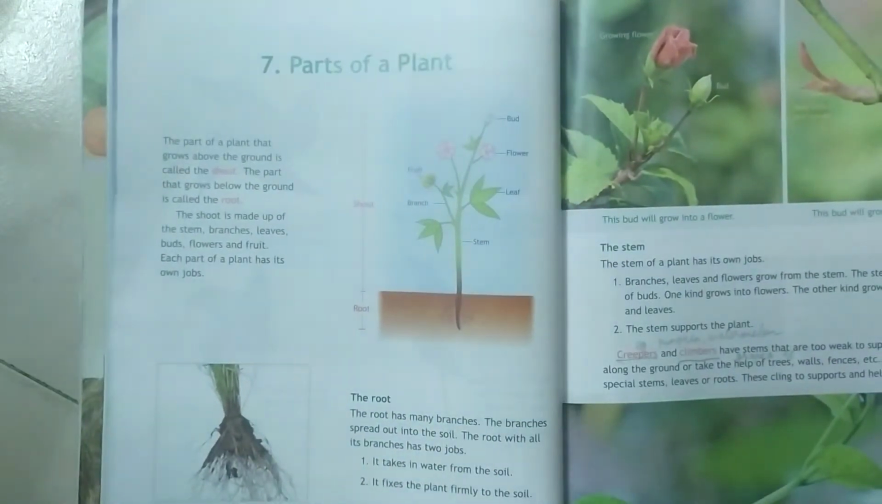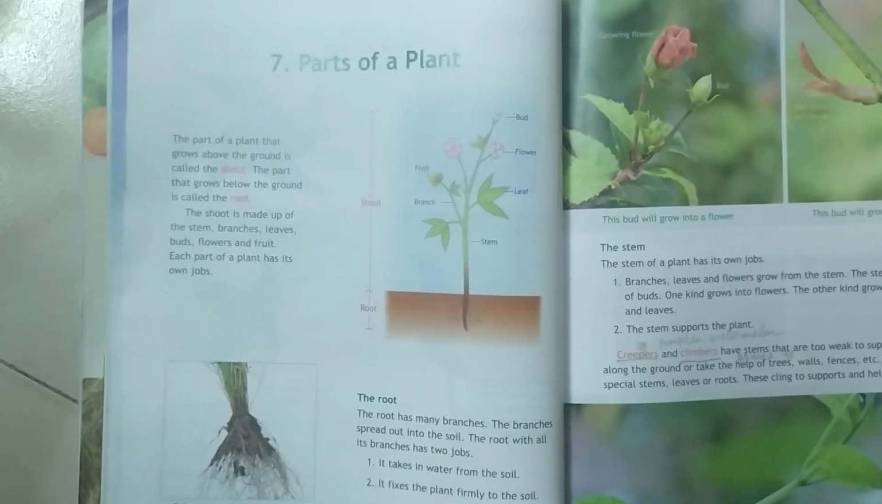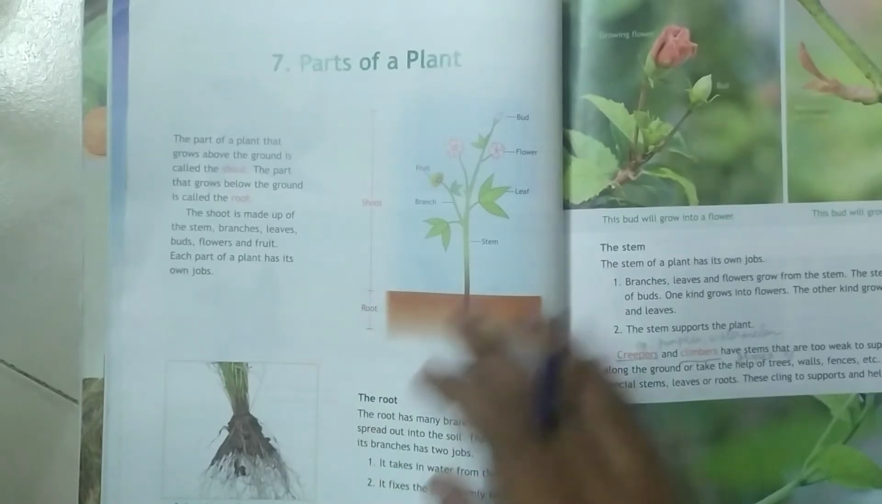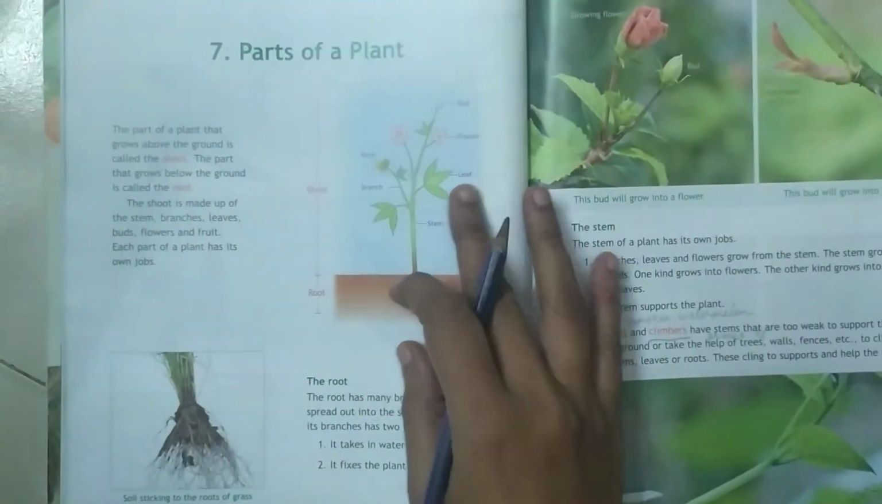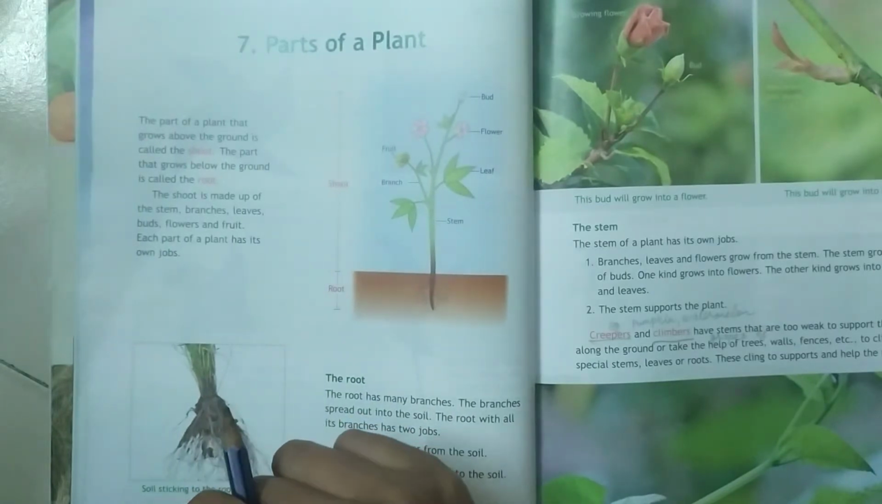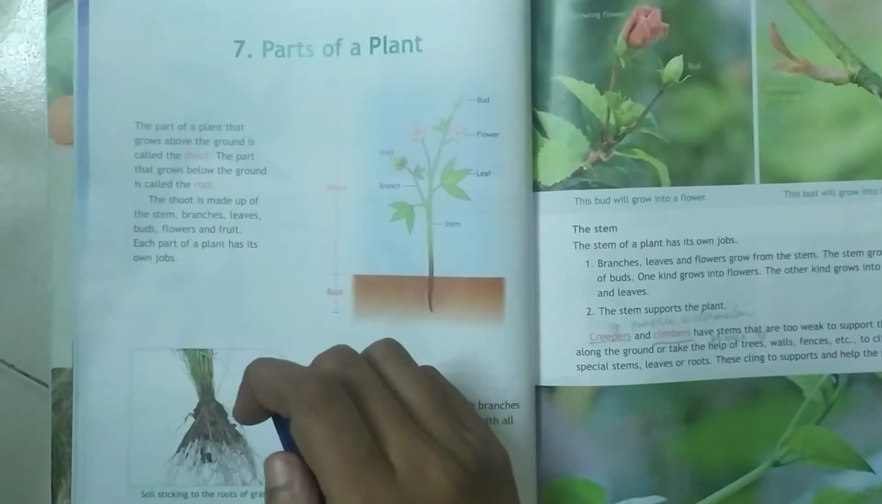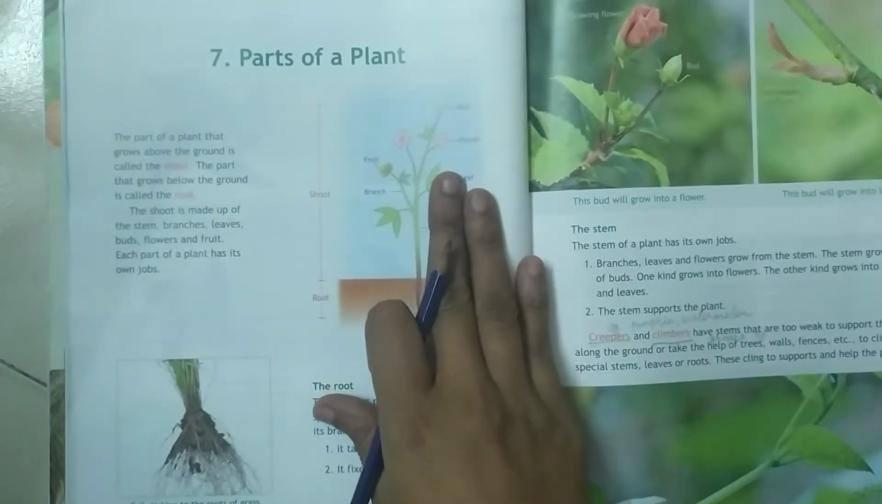Okay, we have completed how many lessons? 7, 8, 9, and 10. 4 lessons, isn't it? These are the 4 lessons for your half early. Today we are going to revise lesson number 7. Do you all recall what we have learned?